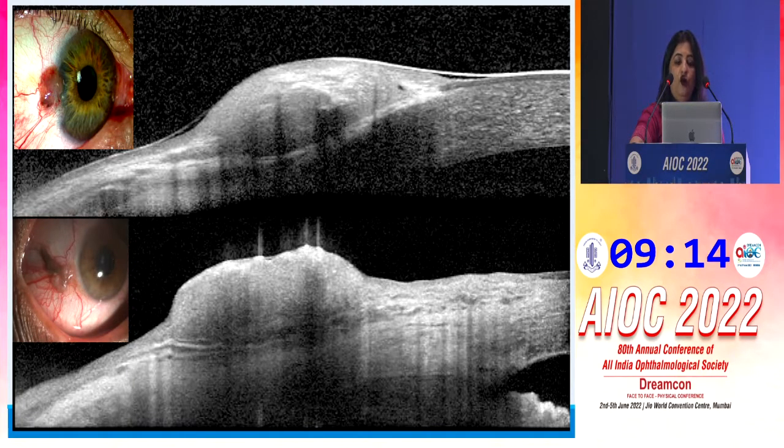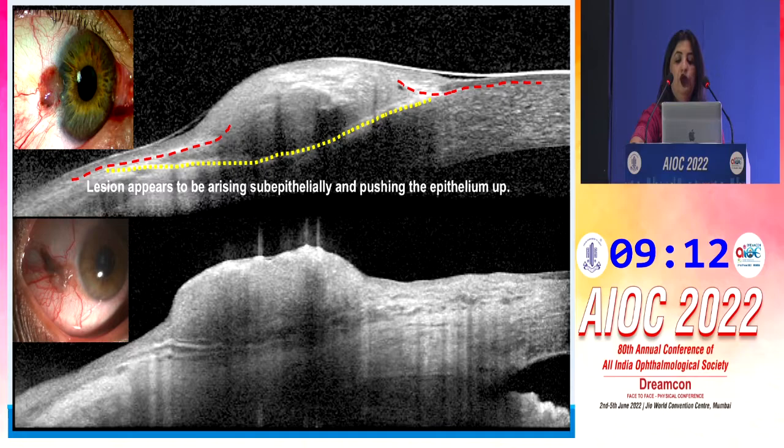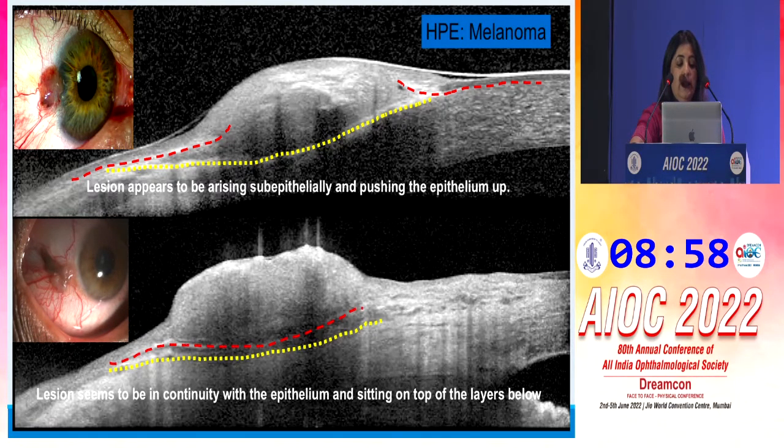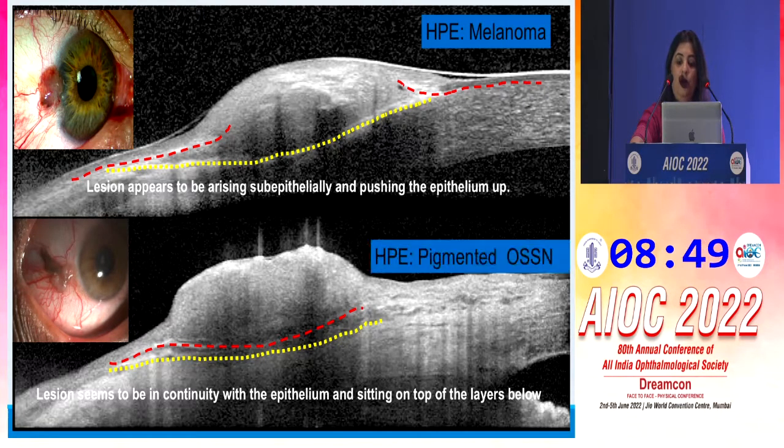In the image on top, we see that the lesion appears to be arising subepithelially. The red line is tracing the epithelium. It's arising from below that and pushing the epithelium up. So we know that it's not likely to be a tumor arising from the epithelium. And this on histopathology proved to be a melanoma. On the other hand, the image at the bottom seems to be continuing from the epithelium and then going up. The lower tissues appear normal. And this on histopathology was an OSSN. So it just gives us a clue as to what the lesions could be.